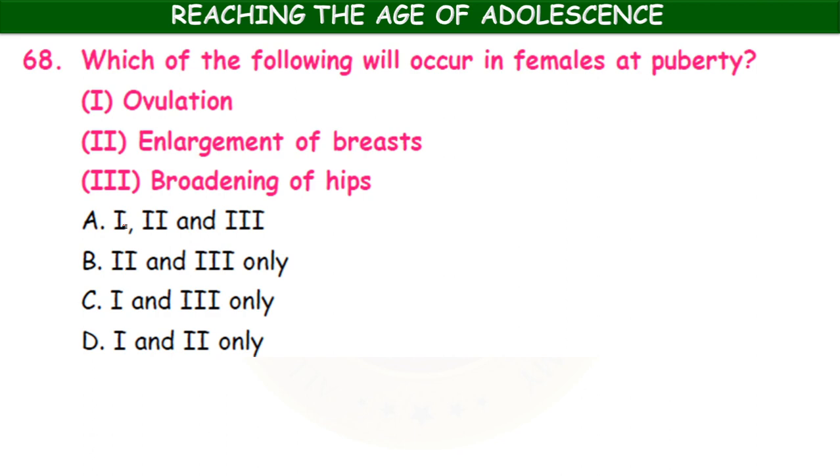Which of the following will occur in females at puberty? Ovulation, enlargement of breasts, broadening of hips. Okay, all these changes take place at the time of puberty in females. Ovulation means production or release of eggs. Every menstrual cycle produces one egg.